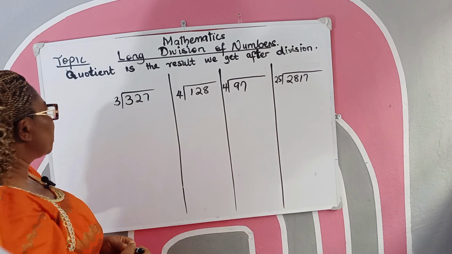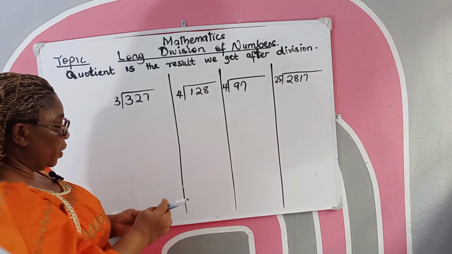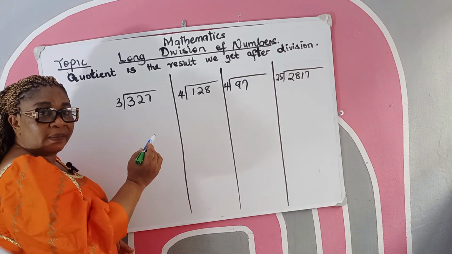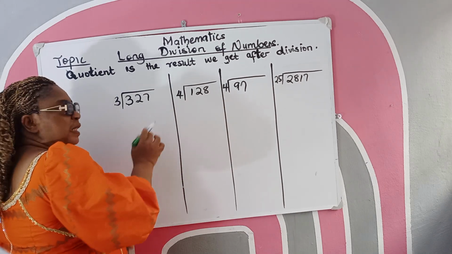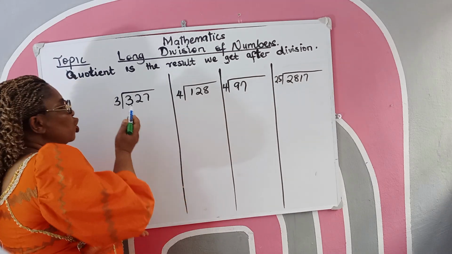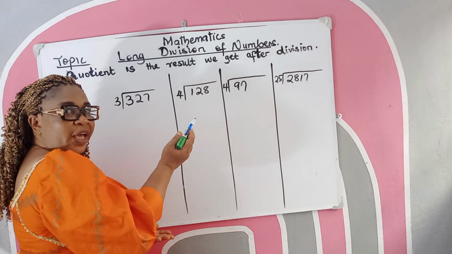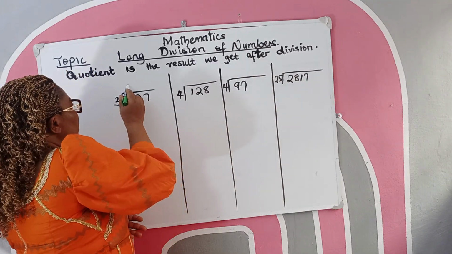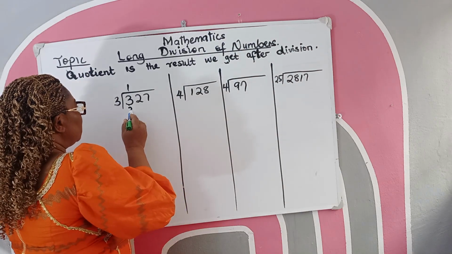So we're going to start with 3 dividing 327. Okay, 3 divide 327. 3 divide 3. I say 3 divide 3. I did not say 3 divide 327. Right away, I choose 3 because I want to take it step by step, okay? 3 divide 3 will give us 1. 3 times 1 will give us 3.